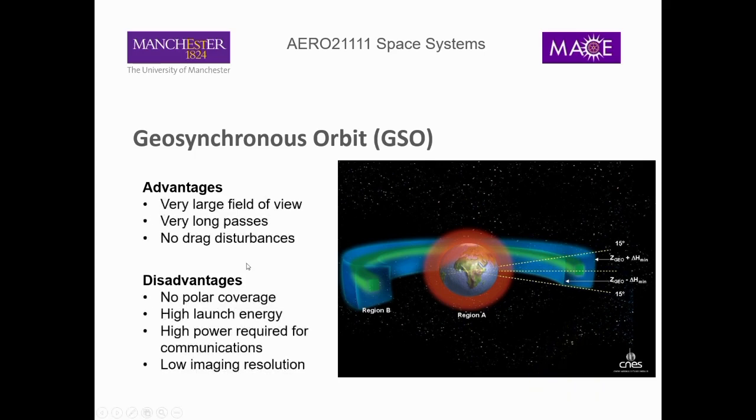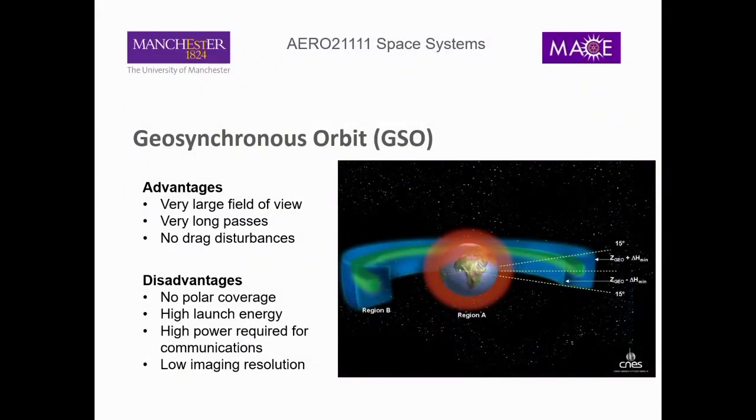Okay, so again, I think you pretty much covered all of these. Advantages, very large field of view. Like I say, you're looking at on the order of continents that you can see. And if you're looking at communications, obviously that's great because you can communicate with a very large region of the Earth. Very long passes. So again, that communications element, we've got lots of time to talk to our satellite and we've no drag. Disadvantages, no polar coverage.